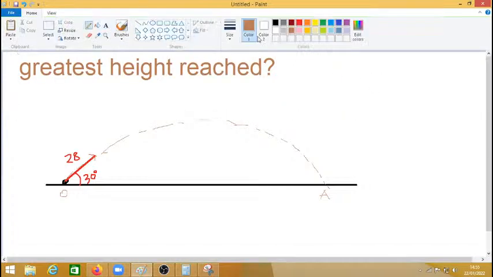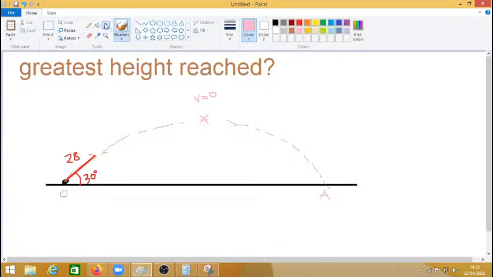Okay, so let's begin. Bismillah ar-Rahman ar-Rahim. The first thing is, where is that greatest height? We know it's going to be right in the middle, just here. And what's special about that greatest height? We know that the vertical velocity is equal to zero.